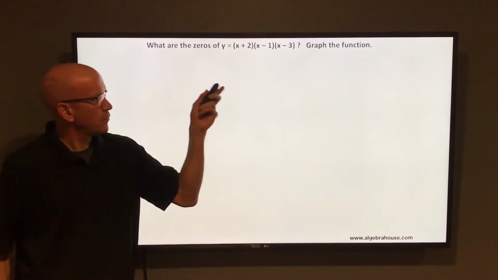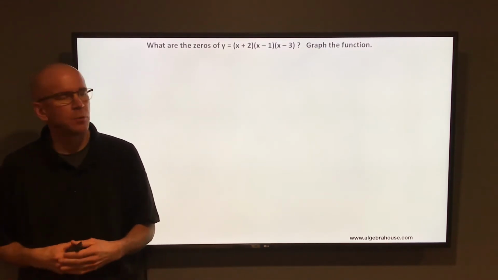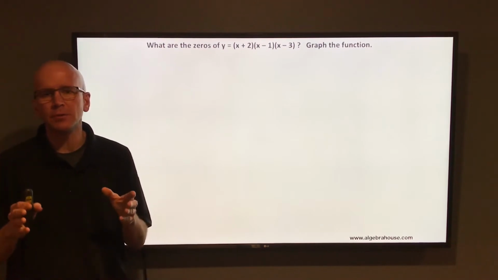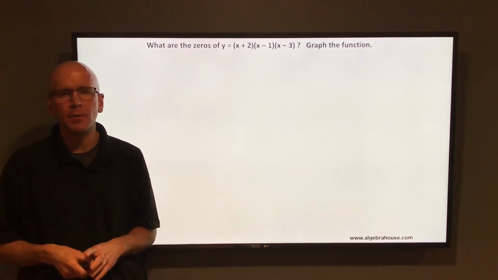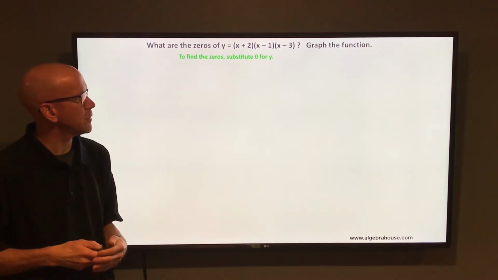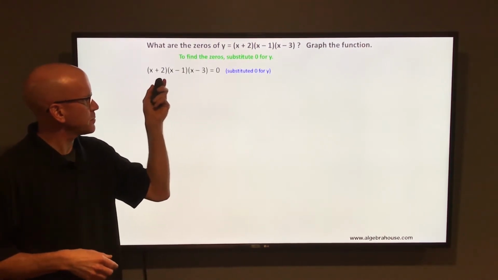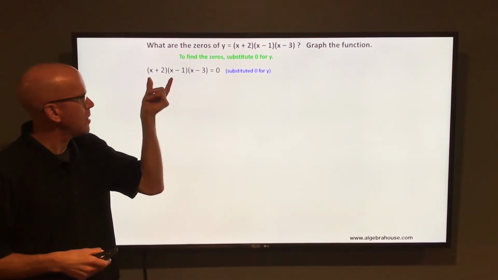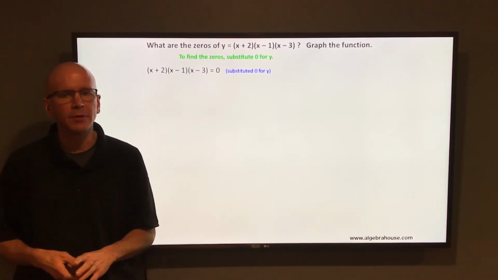What are the zeros of y equals x plus 2 times x minus 1 times x minus 3, and then graph the function? Well, to find the zeros, you're going to replace the y with 0, and then solve for x. So replace the y with 0. You have 0 equals x plus 2 times x minus 1 times x minus 3. Now to solve that for x, all three of those multiply together to equal 0.